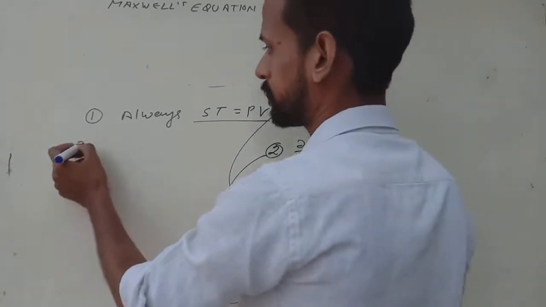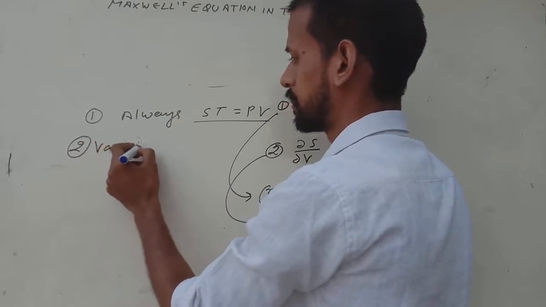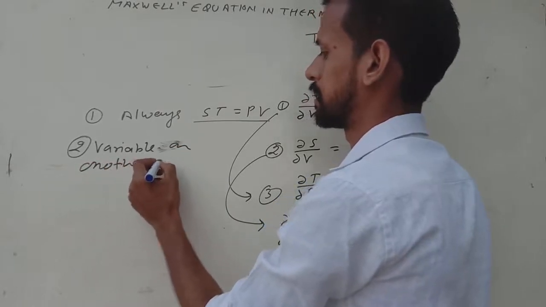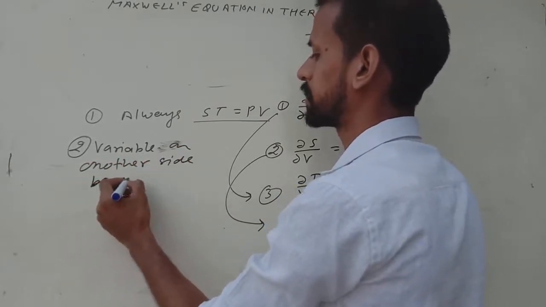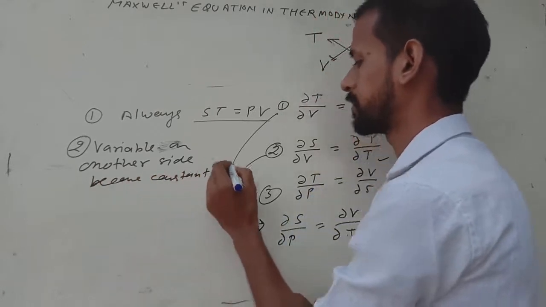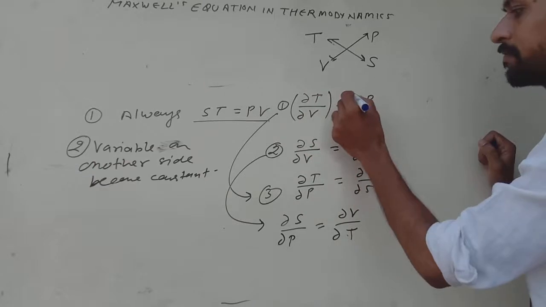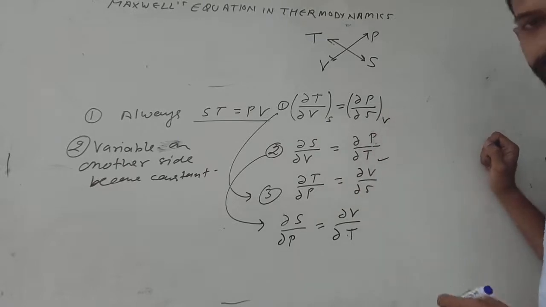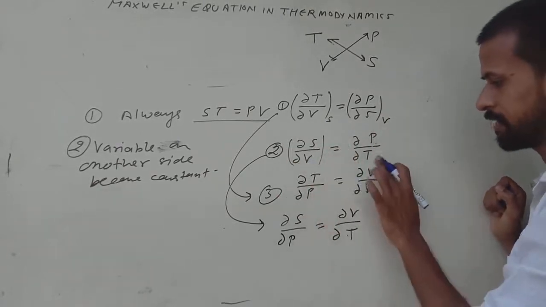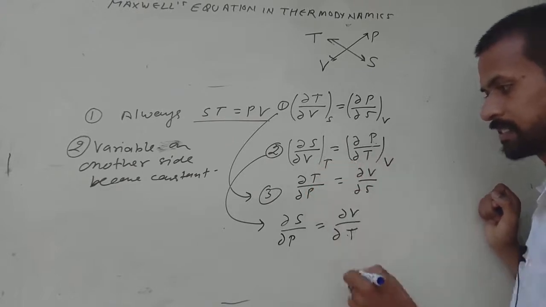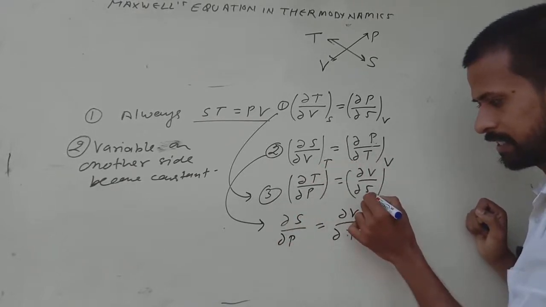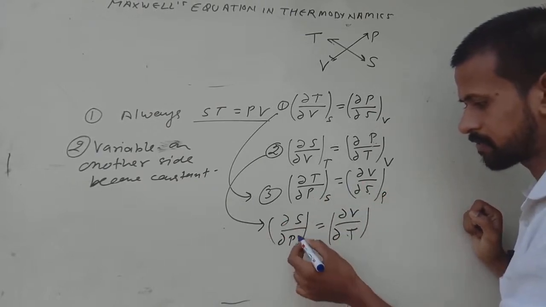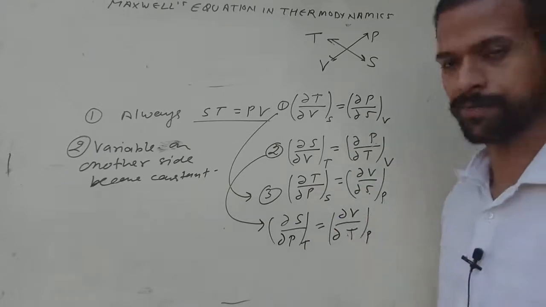Now, the second step: the variable on the other side becomes constant. What does it mean? Here V is the variable, here S is the variable. So S is constant here, V is constant here. Similarly, V is the variable here and T is the variable there, then V is constant, T is constant. The variable on the other side becomes constant. These are the two steps.